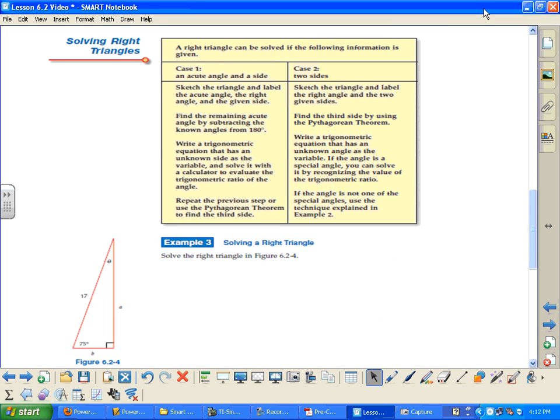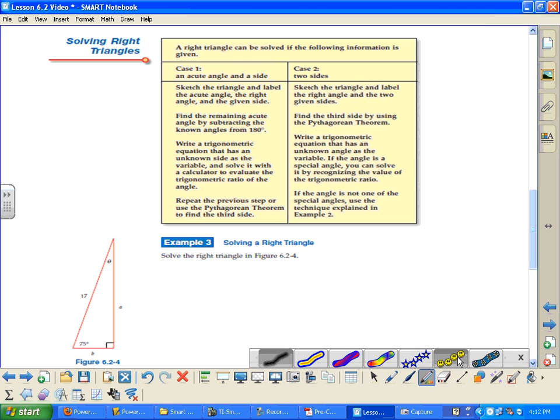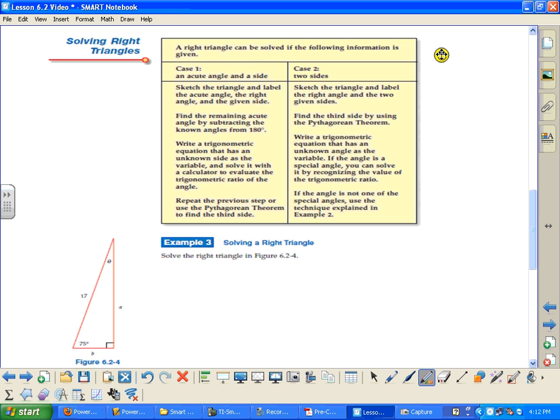Now when we're solving right triangles, that means we're trying to find all of the missing sides. And so we have this chart here that says a right triangle can be solved if the following information is given. So case 1, they give you an acute angle and a side, and it tells you the steps you can go through to solve them. And case 2, if they give you two sides, it gives you the steps to go through to solve them. So you can use both of them, probably depending on the situation you're in. So let's take a look at these couple of examples.